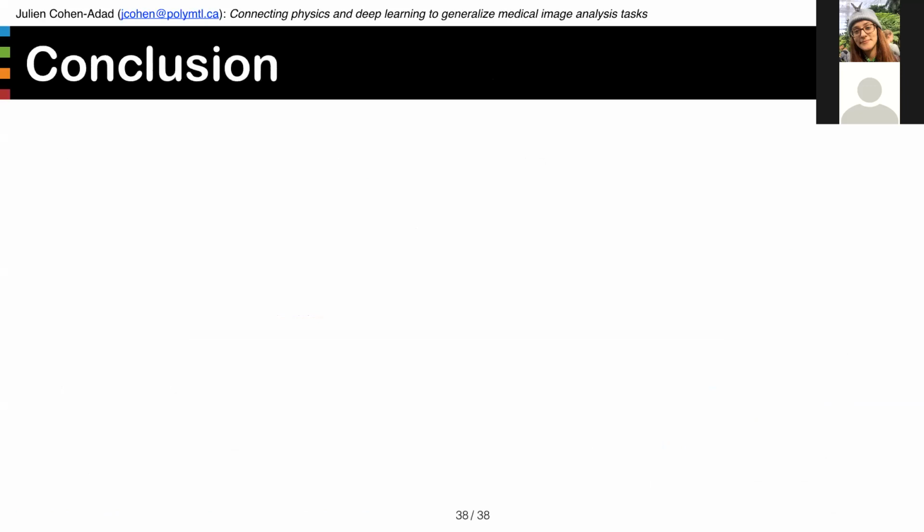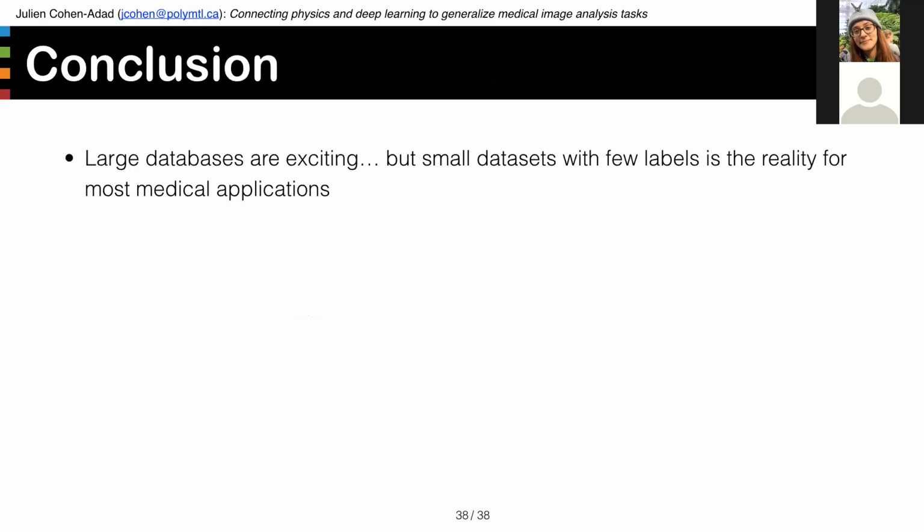All right, so in conclusion, large databases are exciting, but small data sets with few labels is the reality for most medical applications. So we need to find concrete solutions for that. It's really like a scaled problem compared to ImageNet, where we're not dealing with millions of images and labels. Here we are really dealing with hundreds or thousands of data.